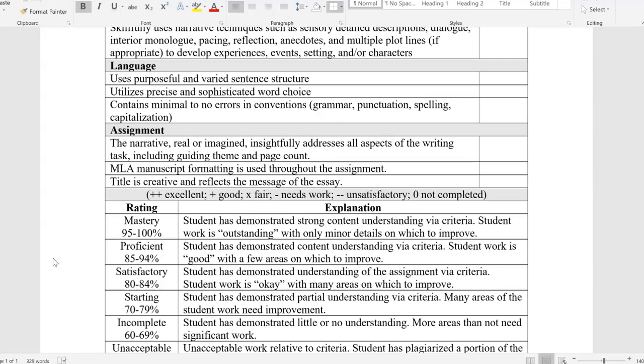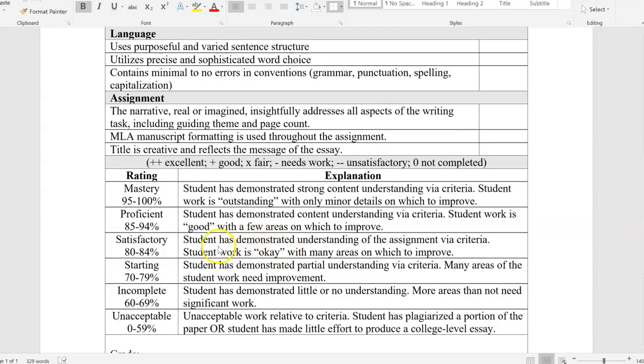Starting, and I also like this phrase here. Let's look at this. Student has demonstrated strong content understanding. It is evident that you understood the assignment, right? Student has demonstrated content understanding, so you understood the assignment. Student has demonstrated understanding of the assignment via criteria. Work is okay. So you're following the assignment. You're doing what you're supposed to generally, but maybe you don't have that many descriptive details. Maybe you're doing way too much telling instead of showing.